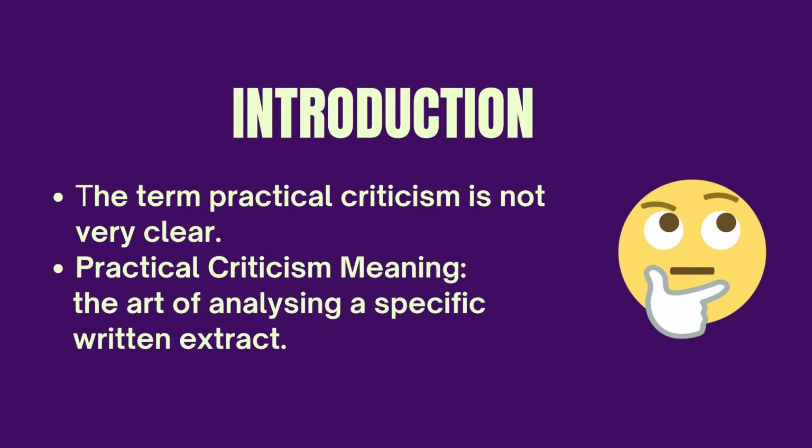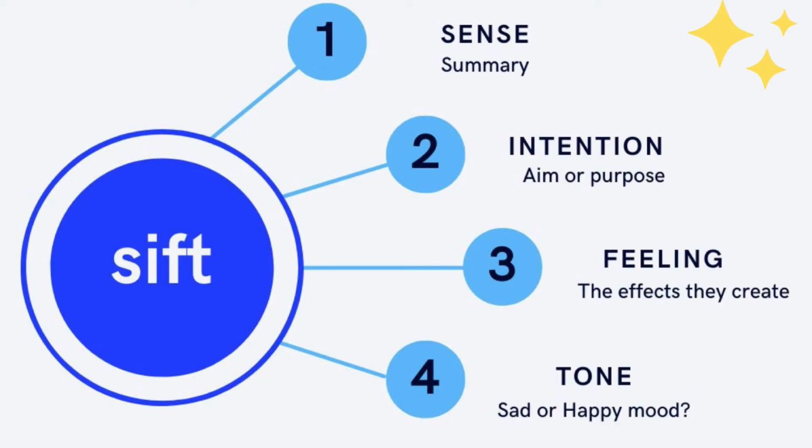I know how it feels to walk through the classroom door dreading the time for English literature, and knowing that as part of the lesson, you will write a practical criticism. The secret is applying the SIFT steps. Let me explain what these SIFT steps are all about. SIFT is an acronym. S stands for sense, I for intention, F for feeling, and T for tone.